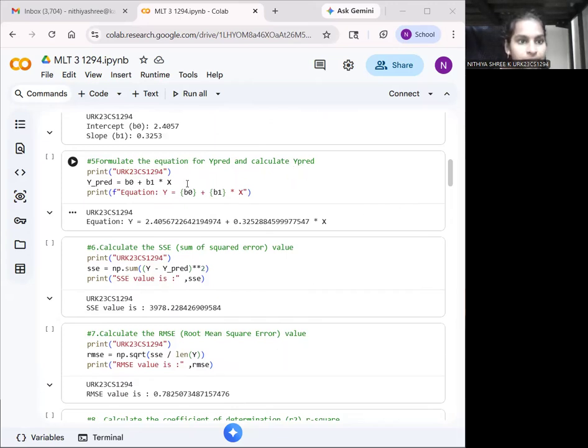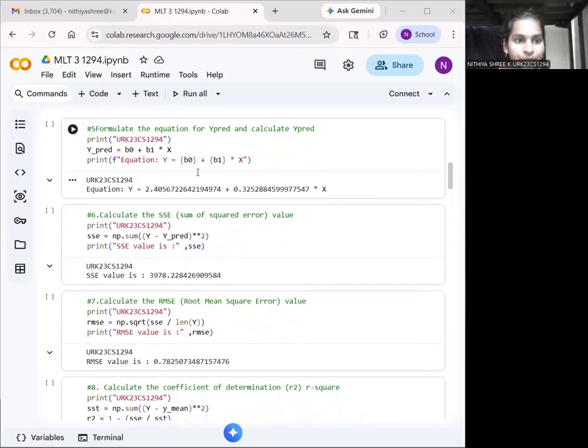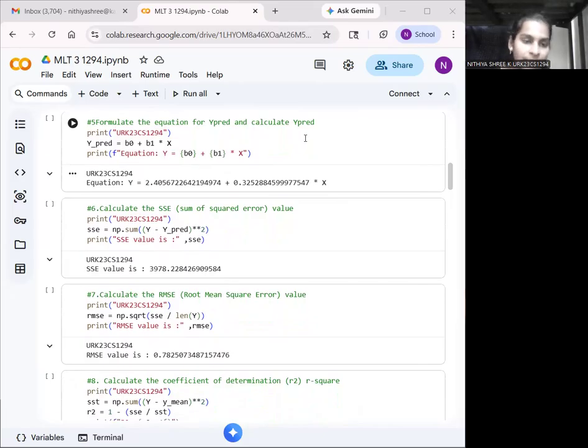This is the linear equation to find the y pred and calculate the y pred. Calculate the SSE, the sum of squared error value. For this, we are using the formula np.sum of (y minus y pred) squared.